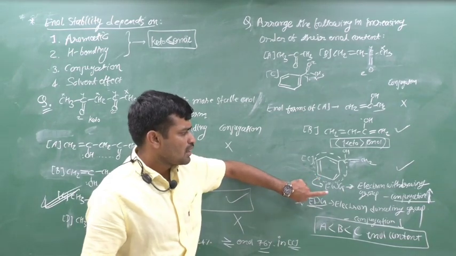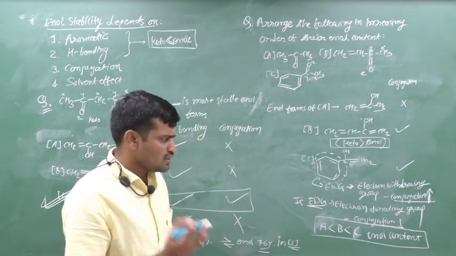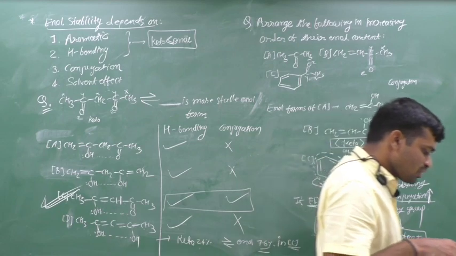Remember this: an electron withdrawing group increases conjugation, an electron donating group decreases conjugation.